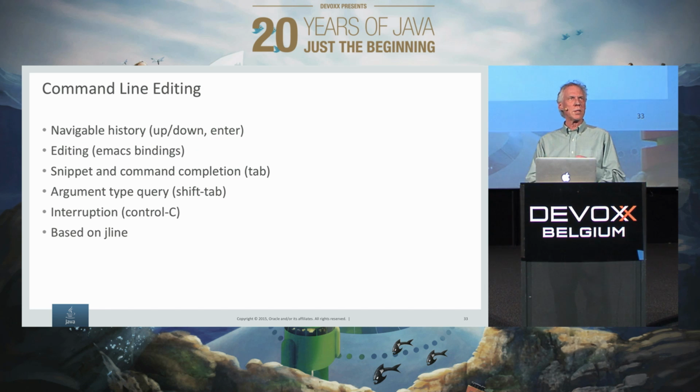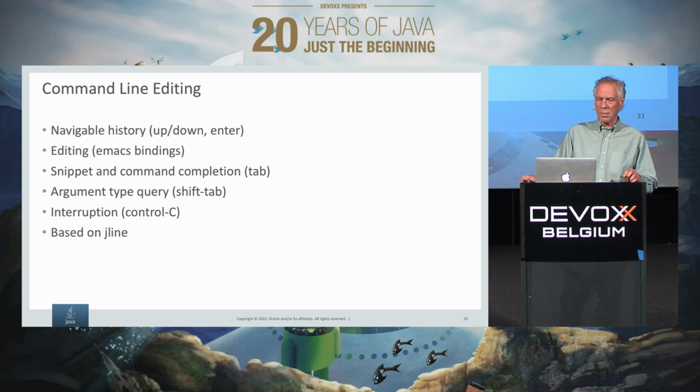And both the snippets and commands have command line editing thanks to JLine 2. You can go up and down through your command history. You can hit enter to re-execute a previous command. You can use Emacs bindings to edit what you've had before. And you can use tab completion to complete an entry.